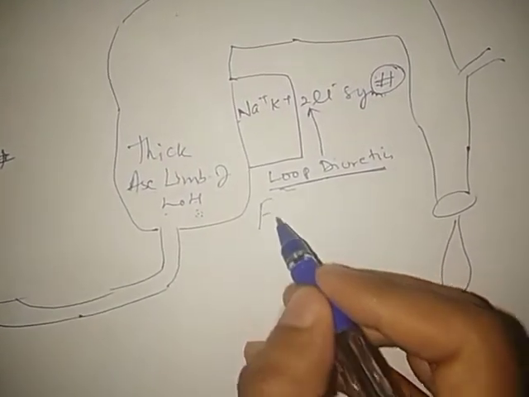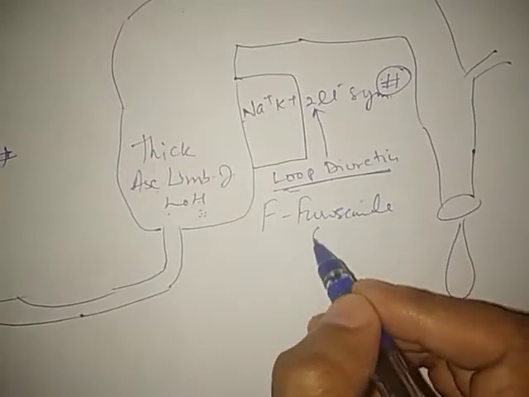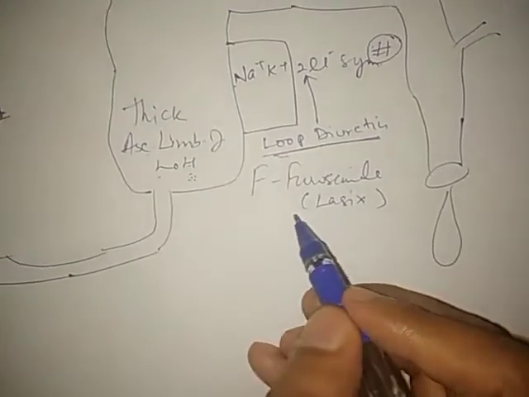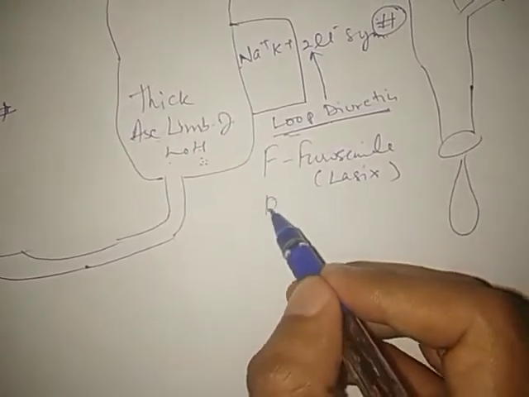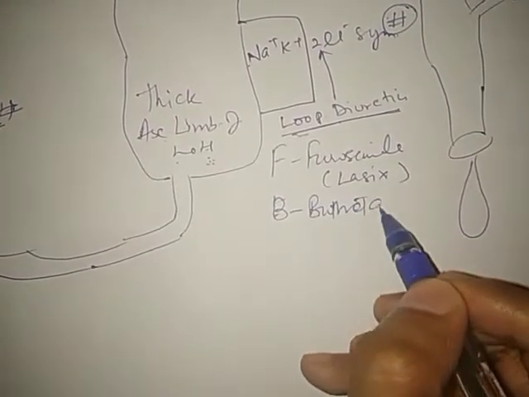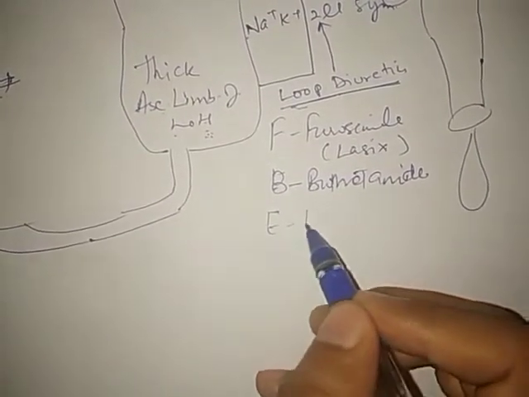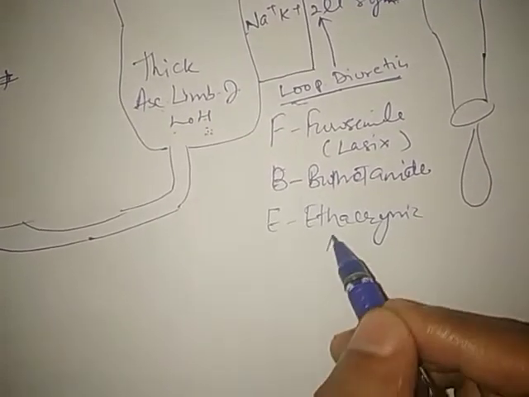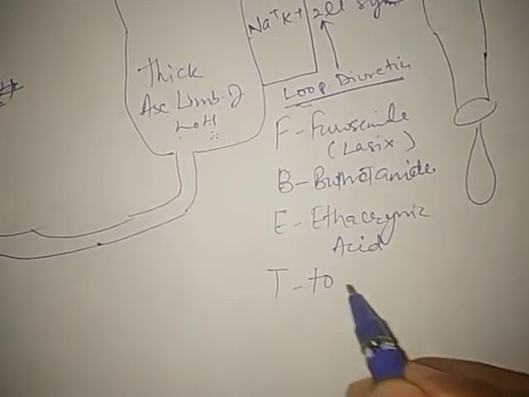We have furosemide, which is also called Lasix, which we give in watts. We have the loop diuretics as furosemide. Then we have bumetanide, and then we have ethacrynic acid, and then we have torsemide.